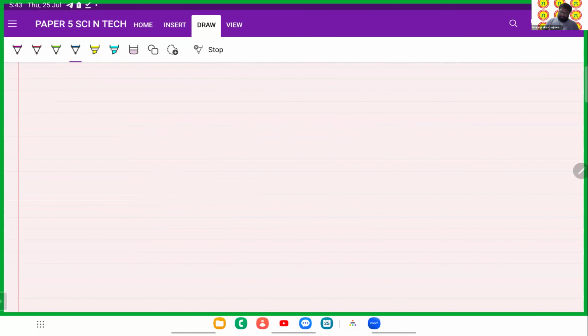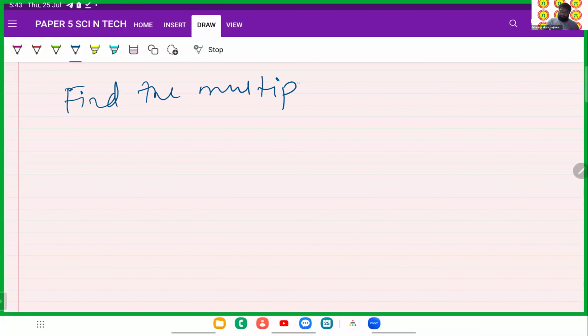Also please send the answers for this. Find the multiplicative inverse of 5 to the power of minus 2. Find the multiplicative inverse of 5 to the power of minus 2. We just discussed this a few minutes back.